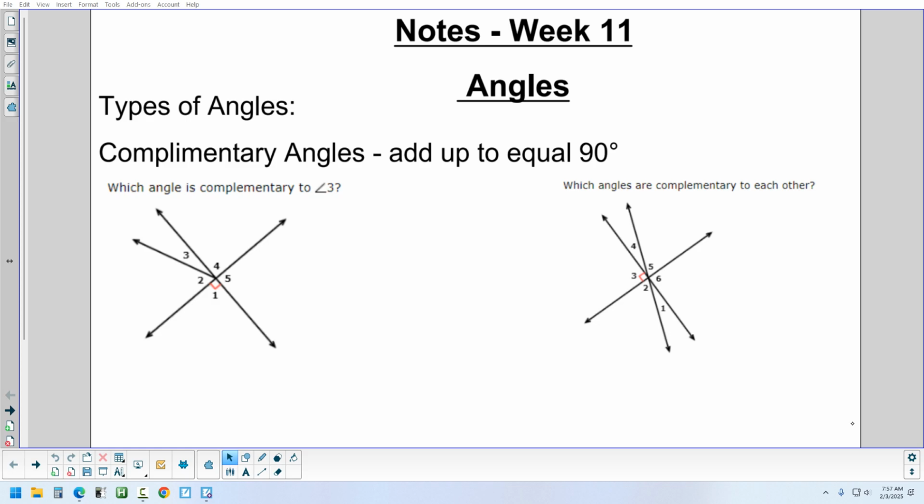Thanks. All right, so the first word we're going to look at is what's called complementary. Okay, complementary. I think there's an extra I there that should not be in the word complementary. It's spelled right down below them. So complementary basically means two angles that add up to 90 degrees.